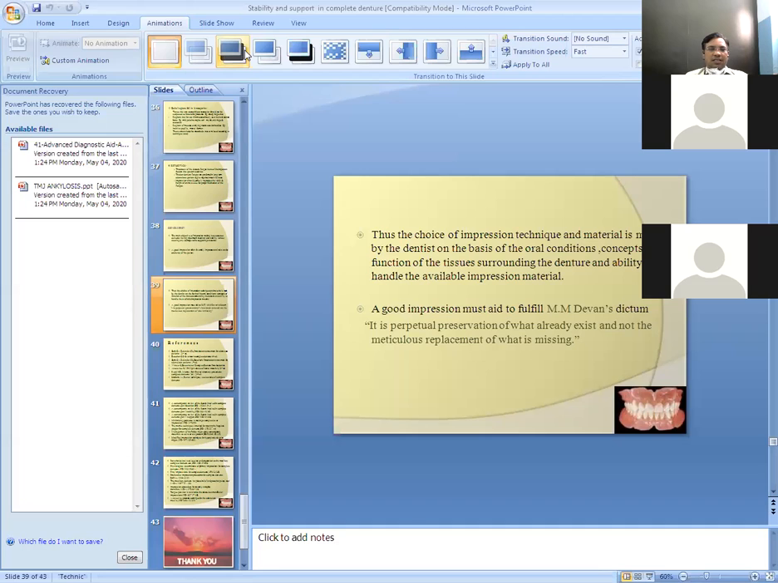Okay friends, so this is all about the objective of impression, our principle of impression. Whole complete denture, fixed partial denture, removable partial denture, everything moves around these five important factors. So don't forget these factors.